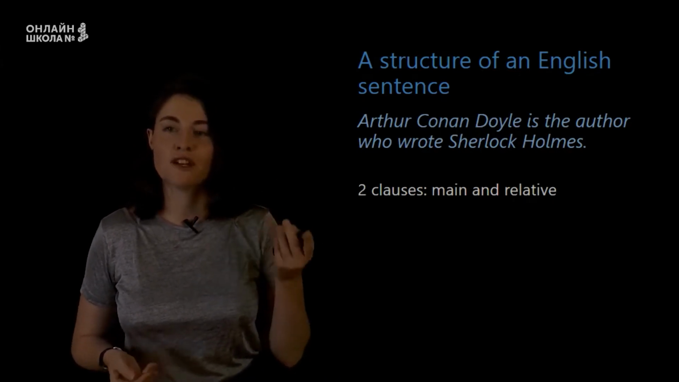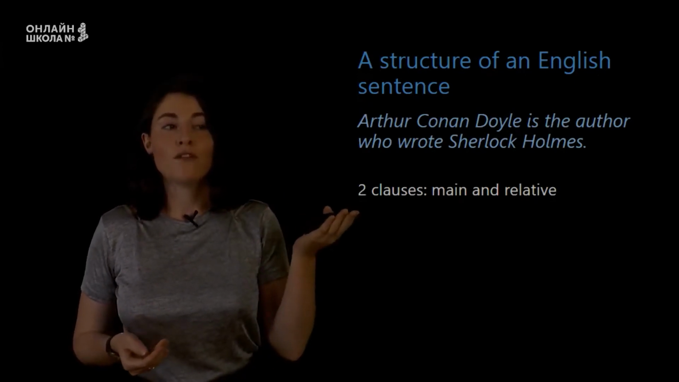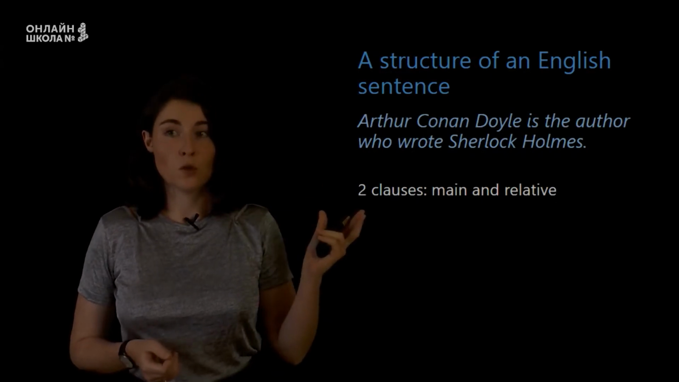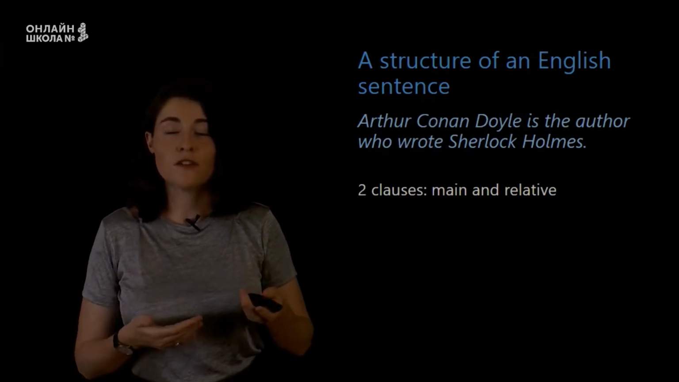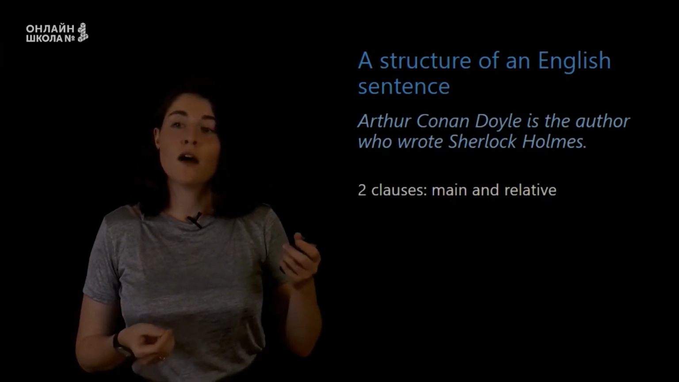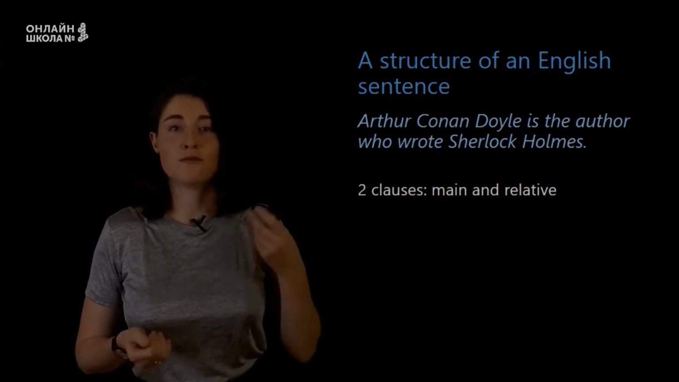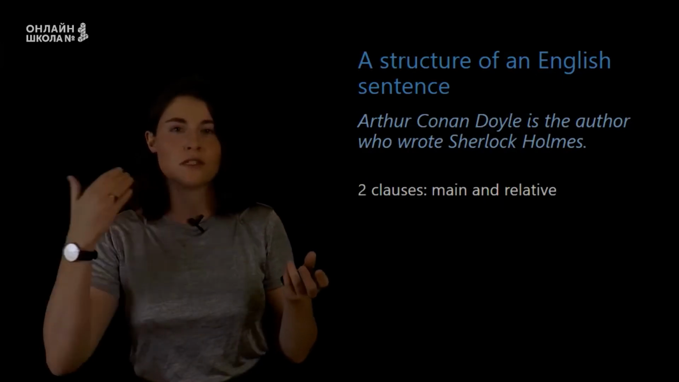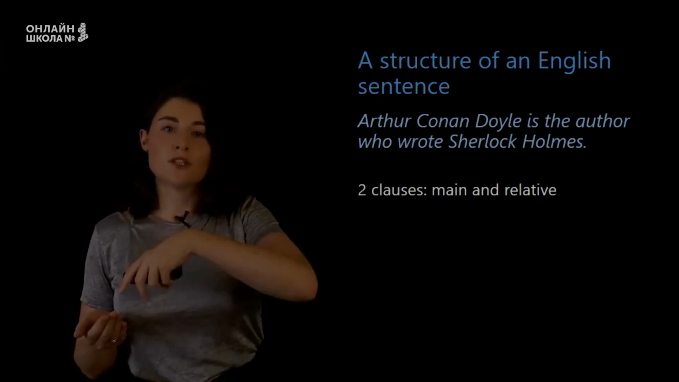В этом предложении у нас есть две смысловые части. So, here we have two clauses, a main clause and a relative clause. So, a main clause – главная часть предложения, a relative clause – это второстепенная часть предложения. В русском языке мы называем такие предложения сложно подчиненные. То есть у нас есть главное предложение и то предложение, которое ему подчиняется.